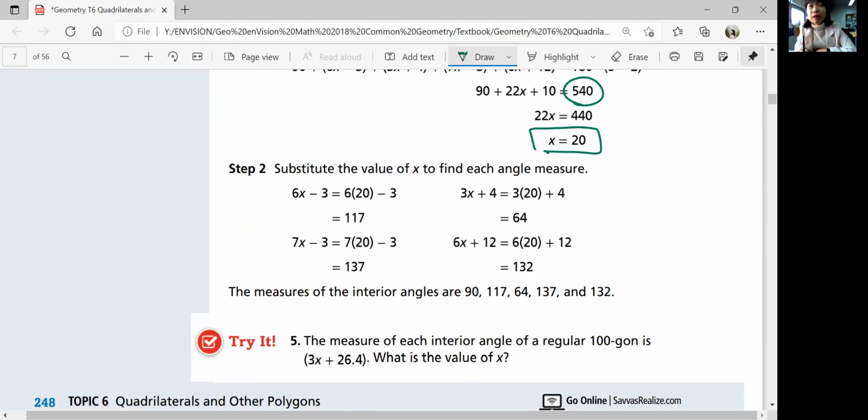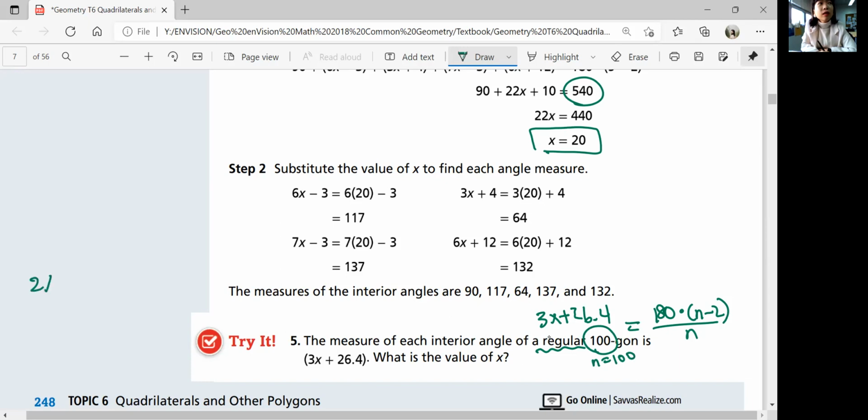Let's see if you can do try number 5. The measure of each interior angle of a regular pentagon, wow, is 3x plus 26.4. It's a regular pentagon. What is the value of x? So here, what can you use? The formula for the regular polygon would be 180 times n minus 2 divided by n, right? And that's equal to 3x plus 26.4. So you can figure this out by substituting n is equal to 100.